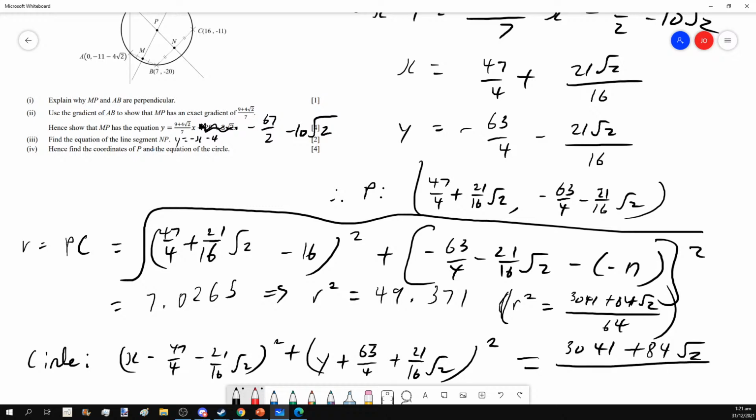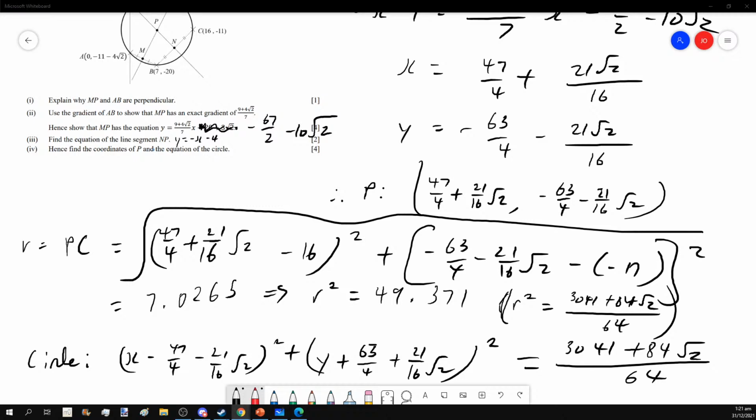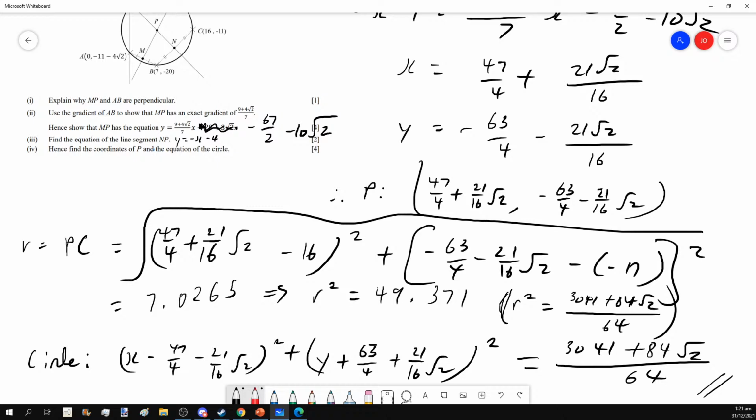49.4 to 3 significant figures. Alternatively, you can write in the exact form and it will be very terrible. This is what you're going to get. Alright, so that will wrap up this problem.